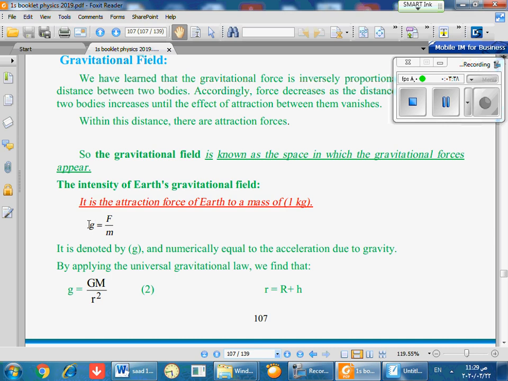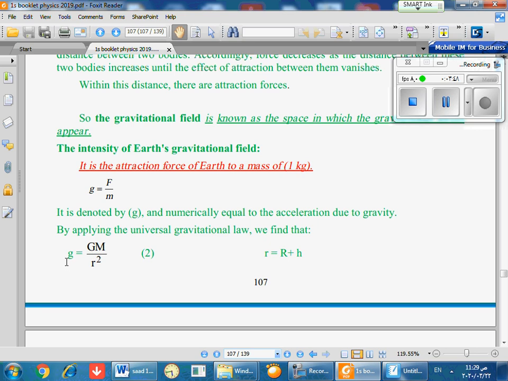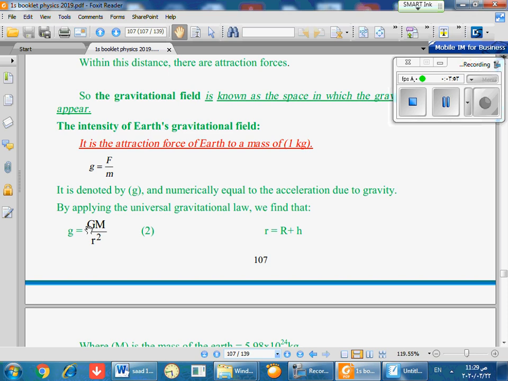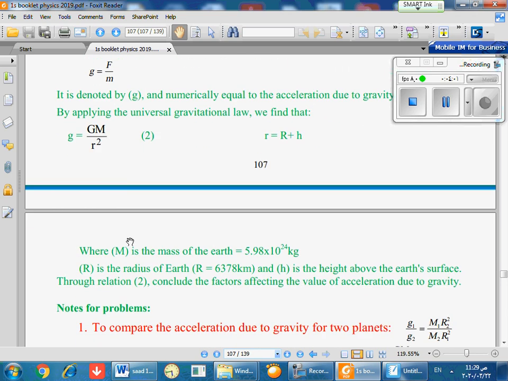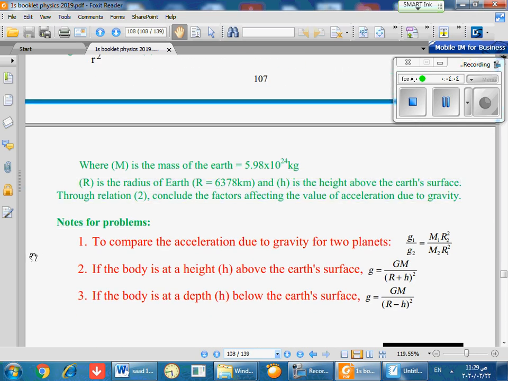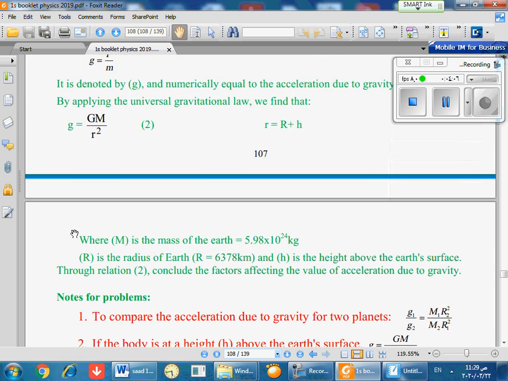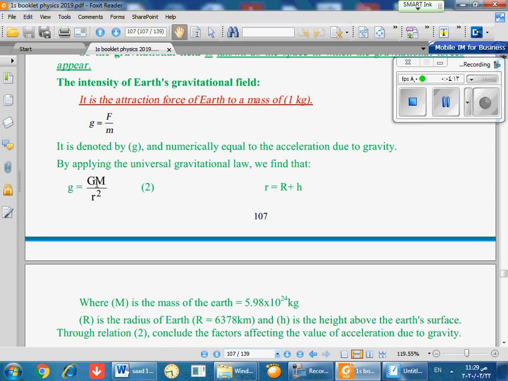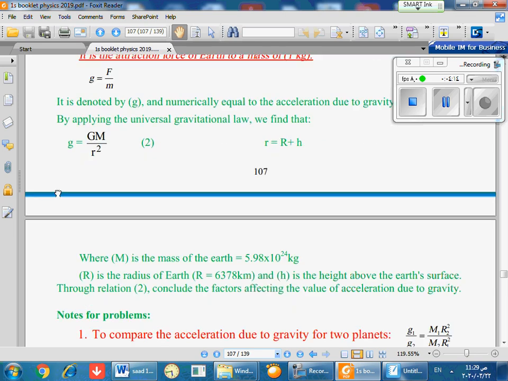Gravitational acceleration g, as we know from Newton's second law, g or a equals F over m. Here we have acceleration equal to g, so g equals F over m. From Newton's universal law, g equals G M over r squared, where r is the distance between the object and the other object. So we can measure the gravitational acceleration of any planet as follows: g equals G M over r squared.